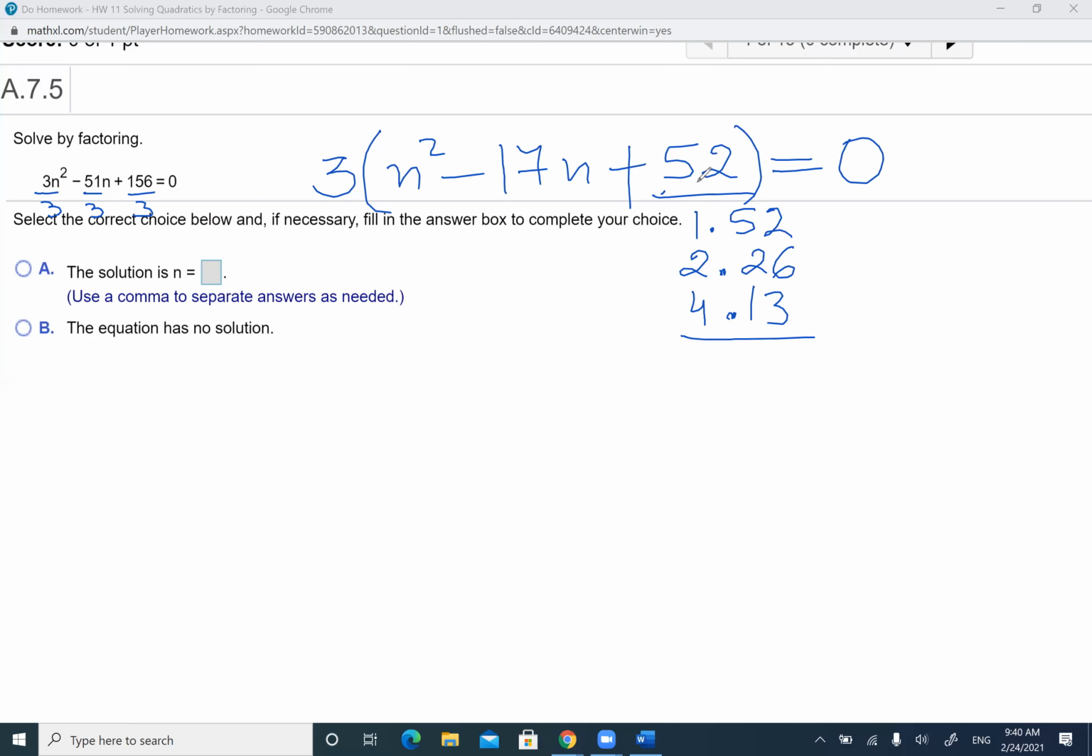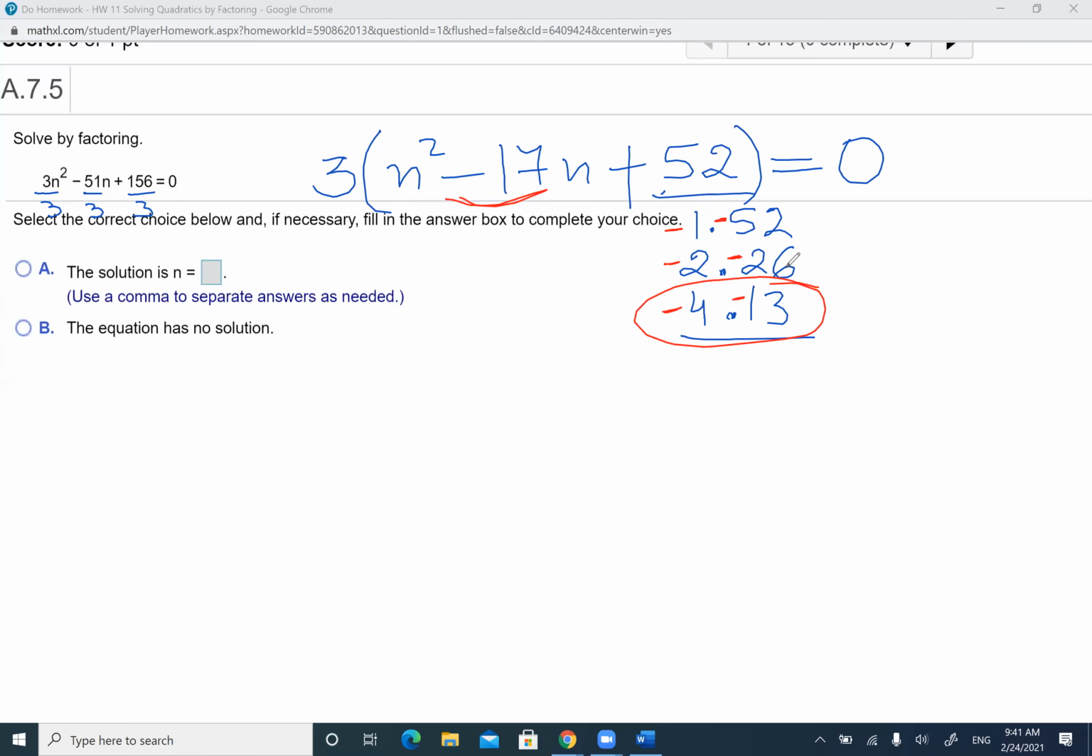Now, positive 52. So all of those are positive. But looking at my middle number, it's negative. So that means both of those should be negative. When I add negative numbers, I'm going to get a negative number, right? And when I multiply, two negatives are going to be positive. So that means all of the numbers are negative. Now, these are all the possible factors. Let's add them and see which two add up to negative 17. Can you tell me which two? 4 and 13. Yes, these two, the last two.